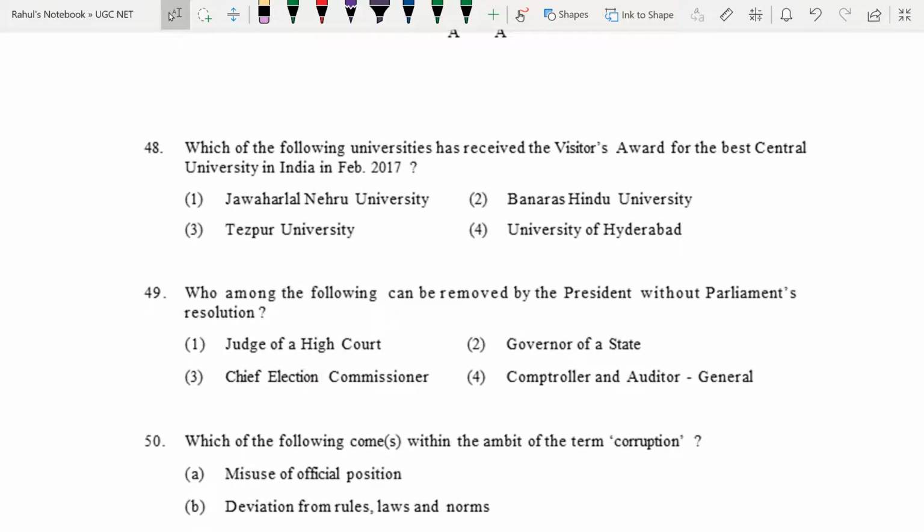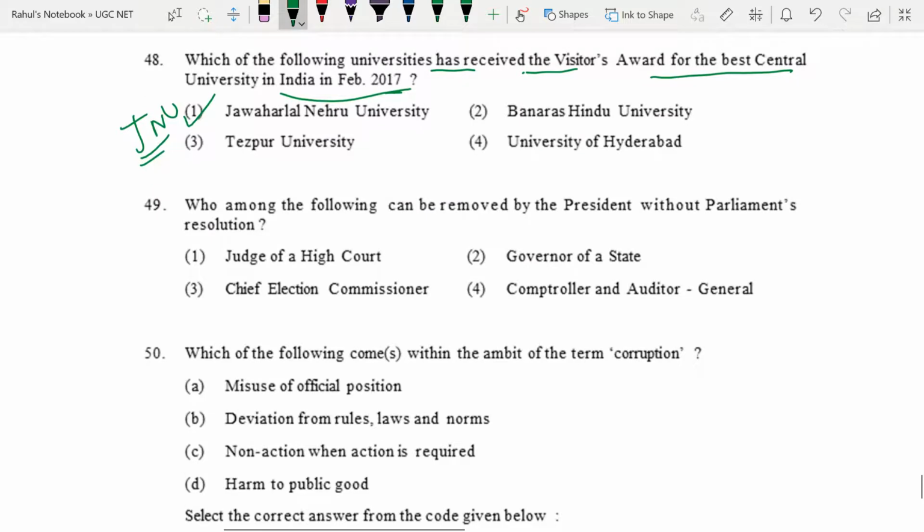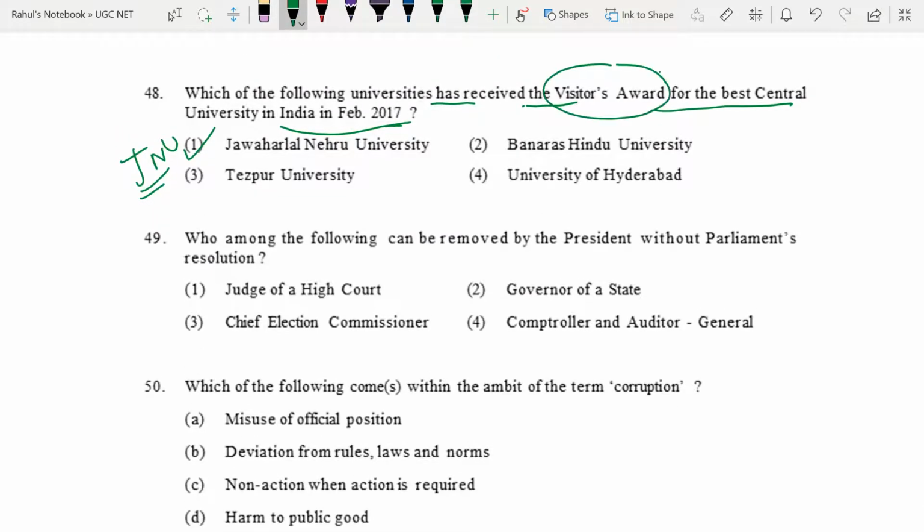Question number 48. Which of the following universities has received the Visitors Award for the best central university? Best central university, okay. In India in February 2020, JNU. That was JNU. In recent news, you can see that I am correctly answering it, but it was JNU. It received the Visitors Award for best central university.